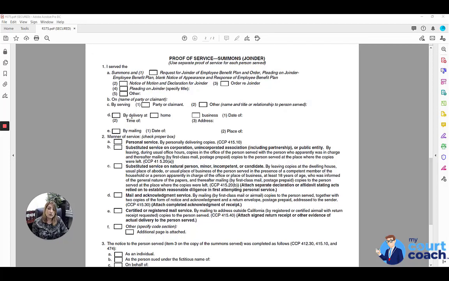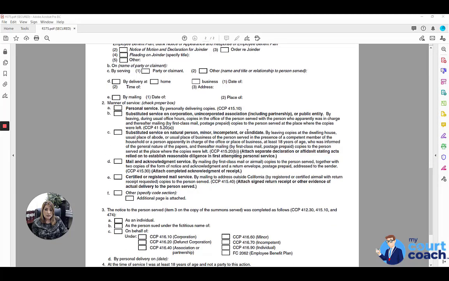Item 1D, they're going to indicate if it was personally served or served by mail, and if personally served, was that at home or business, the date of the service, time of the service, address, and then if by mail, the date of the service and where it was served. So manner of service, your process server needs to indicate if this was personally served or served by substituted service. You can see below there's different definitions of what substituted service is for service on a corporation versus service on an individual or natural person.